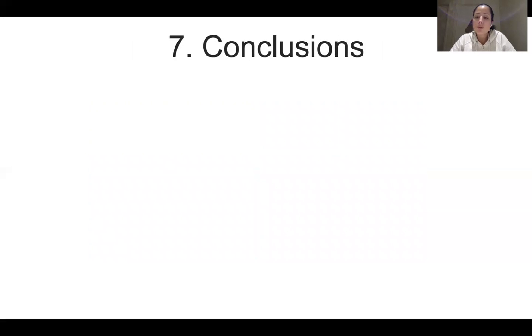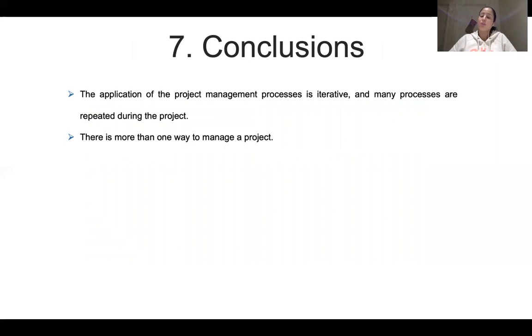Okay, so what is the conclusion? The first conclusion of this topic is that the application of the project management processes is iterative and many processes are repeated during the project. Another one is that there is more than one way to manage a project. Even with all of the methodologies we have, there is not always one solution or one methodology to apply. No, there are many, so we can choose depending on our project.